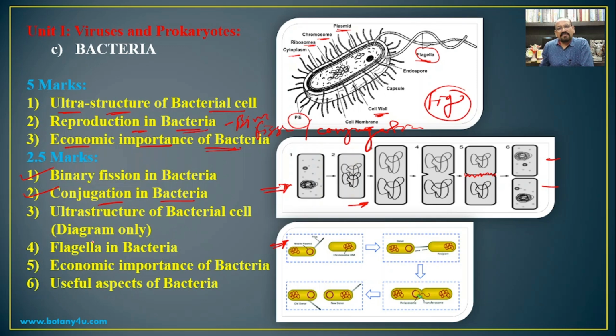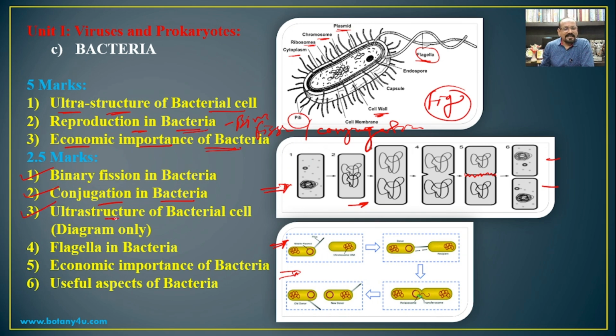One cell is considered a male and another cell is considered a female, that is F positive and F negative. After conjugation, both the cells become F positive. So we have to provide all these diagrams and the complete matter regarding conjugation.